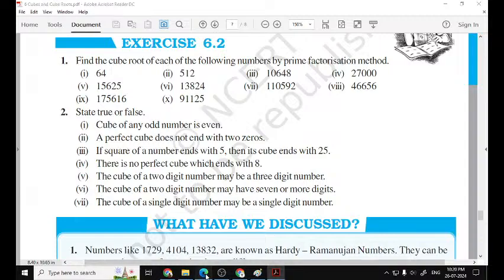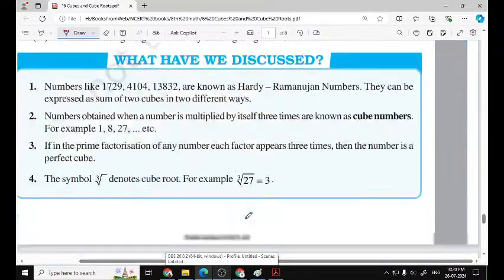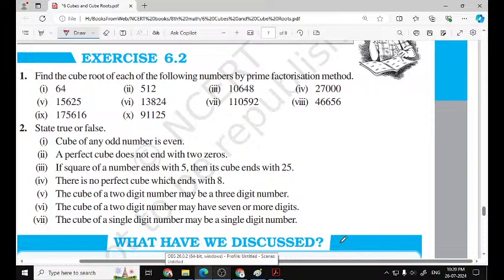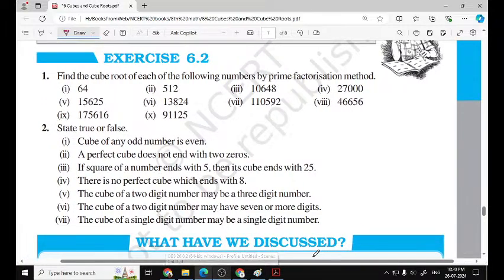Cube of a even number is even and cube of odd number is odd, cube of positive number is positive, cube of negative number is negative. Cube of any odd number is even.